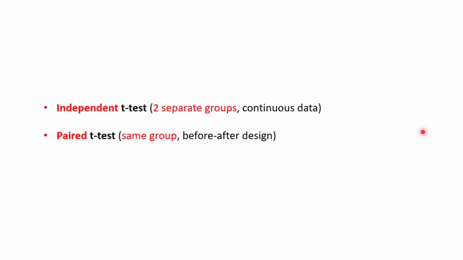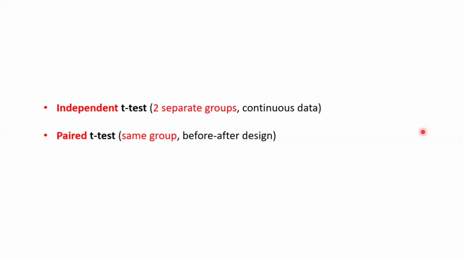So the t-test can be independent or paired t-test. These are the two key types. In case of independent t-test, the two groups being tested are independent of each other. For example, we have to compare the weight of persons taking drug A versus drug B, or we have to compare the weights of girls versus boys in a class. These groups are independent of each other, data is continuous, and this is going to be an independent t-test.